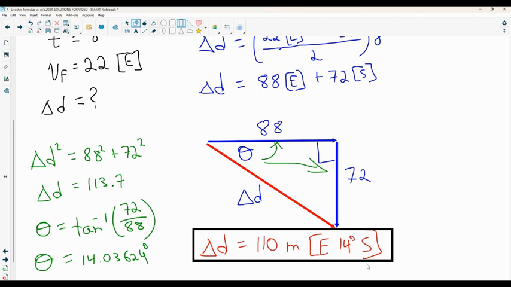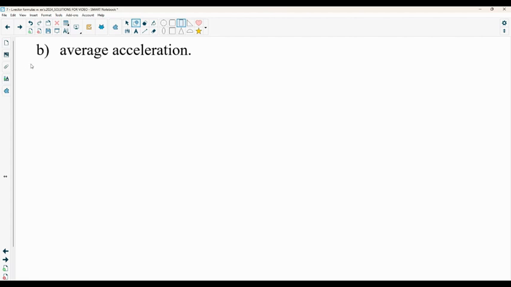We figured it out. We used a vector formula, but we had some vectors that were perpendicular to one another in the middle, so we had to stop before we could finish with our formula and add the vectors using a diagram, Pythagorean theorem, and tan ratio. Okay, what if we want to find the average acceleration in this situation? Let's try that right now. That's part B.